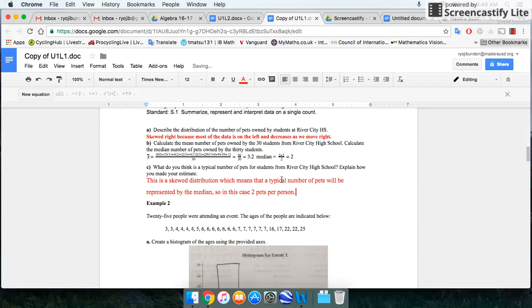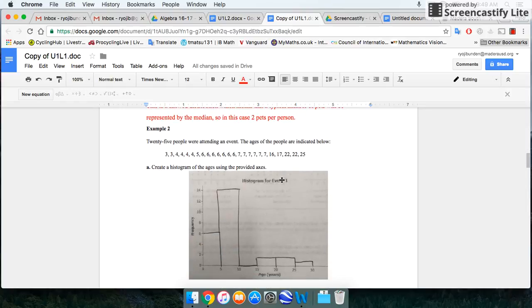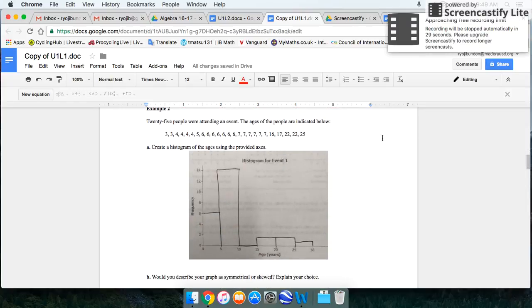All right, example 2. 25 people are attending an event. The ages of the people are indicated below. Create a histogram of the ages using the provided axes. So a histogram is just a bar chart that represents the frequency.